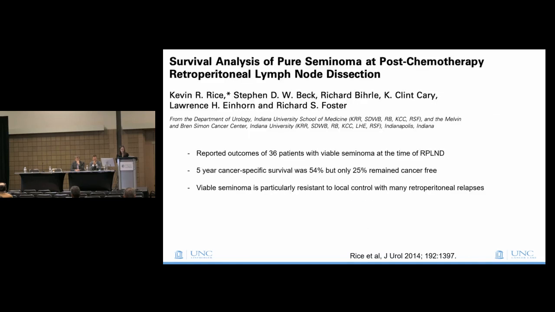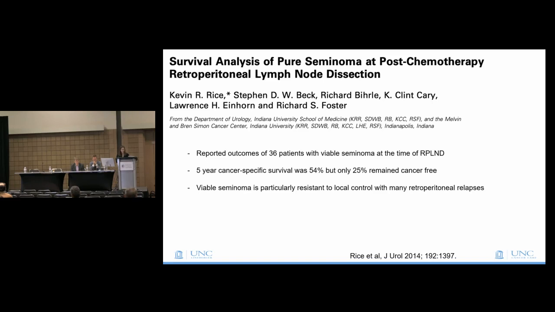The other thing to add is that the Indiana group has published on their experience in patients who had viable seminoma at the time of RPLND. This is 36 patients who had their surgery and then had viable seminoma, and the outcomes were actually pretty poor. In patients that at the time of surgery had viable disease, there was 54% cancer-specific survival and 25% remained cancer-free. And their conclusions were that viable seminoma is particularly resistant to local control with many retroperitoneal relapses. So one may ask, if all the patients that have viable disease that you take out end up relapsing, why are we doing the surgery?